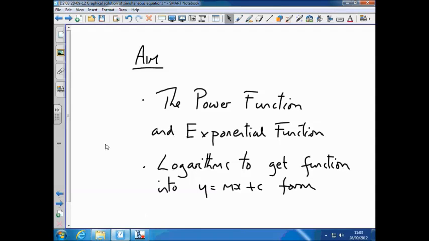So the aim of this part of today is to look at what we mean by power functions and exponential functions, and then start thinking about how we can use logarithms to get these power and exponential functions into a form y equals mx plus c, which you might recognize as the equation of a straight line. So that's what we're aiming for. We're aiming for a straight line graph, because if we get a straight line graph, we can find the gradient of the line, which gives us m, and where it cuts the y-axis, which gives us c, and from that we can find some information about this power function.